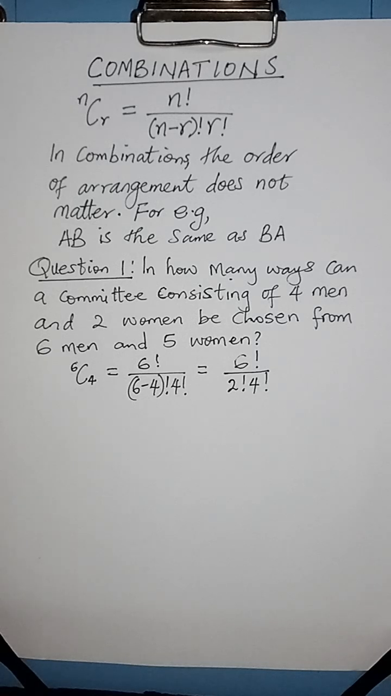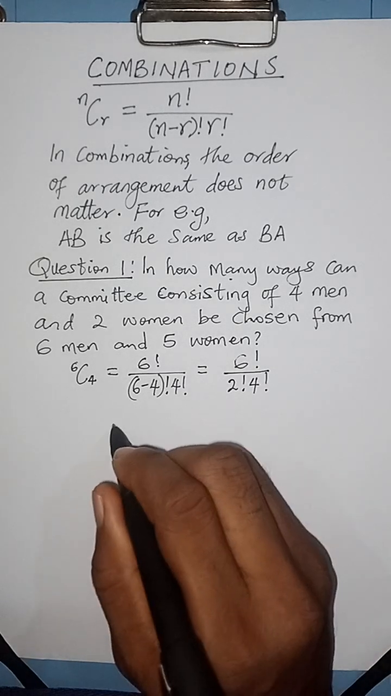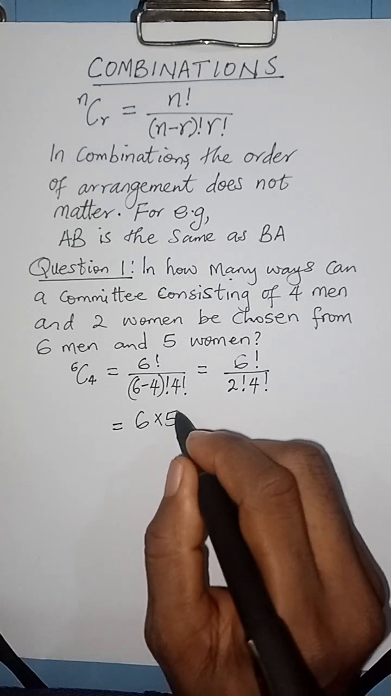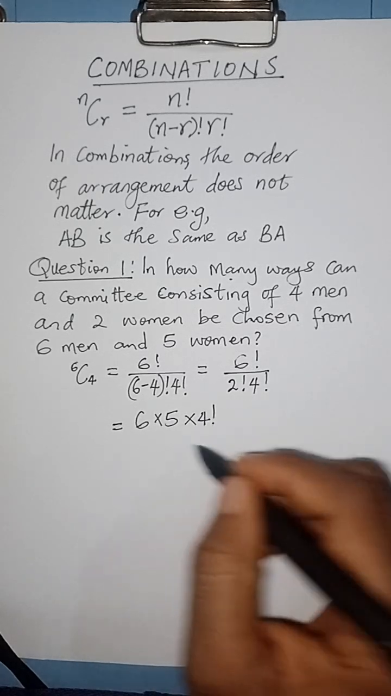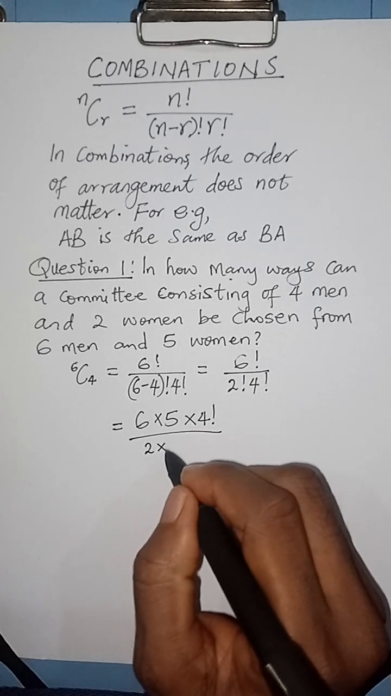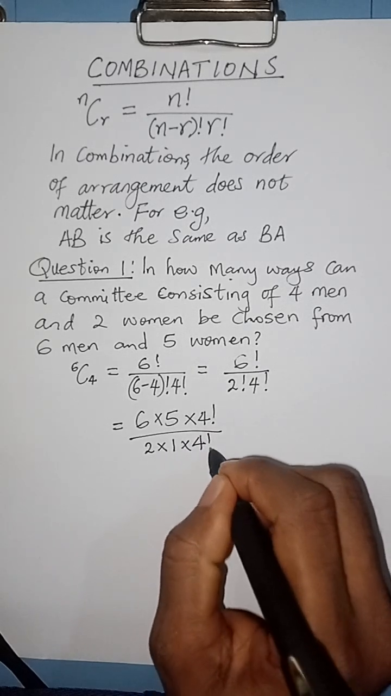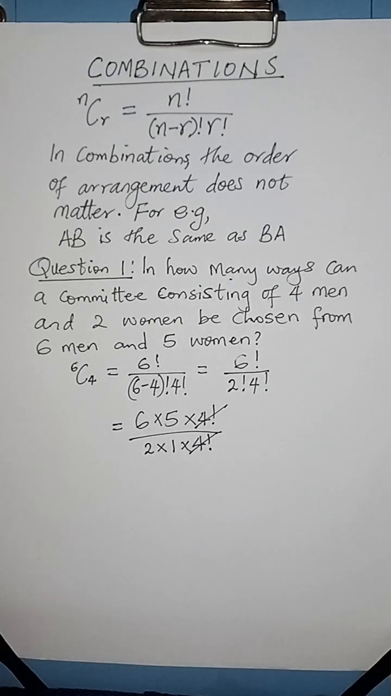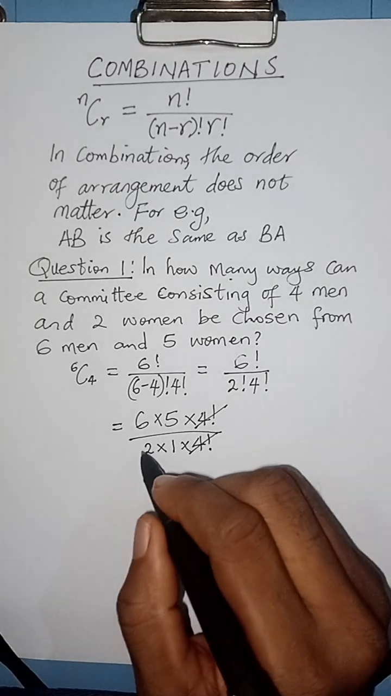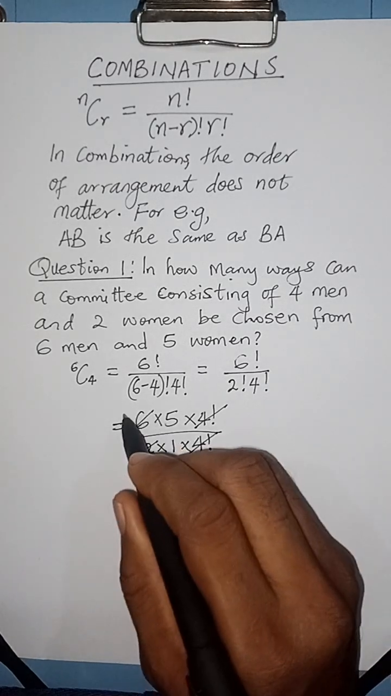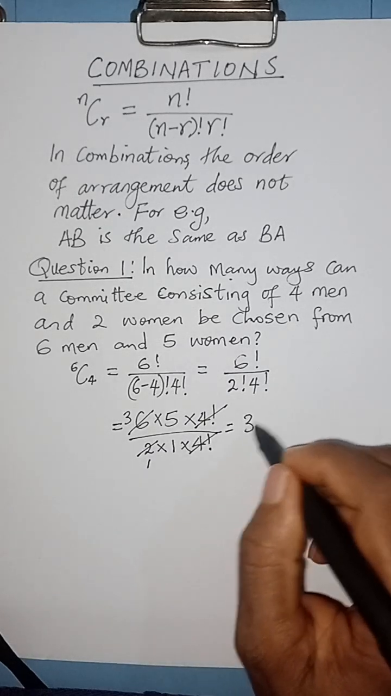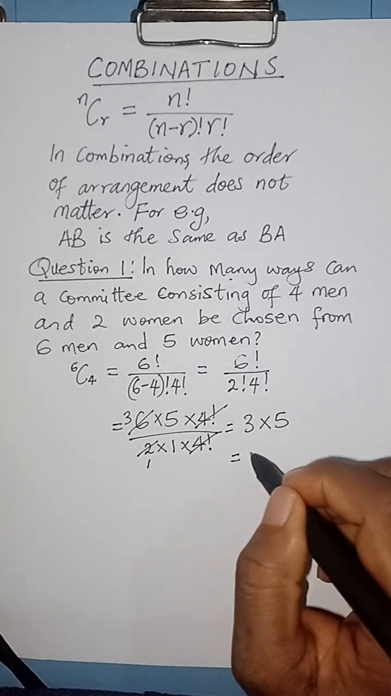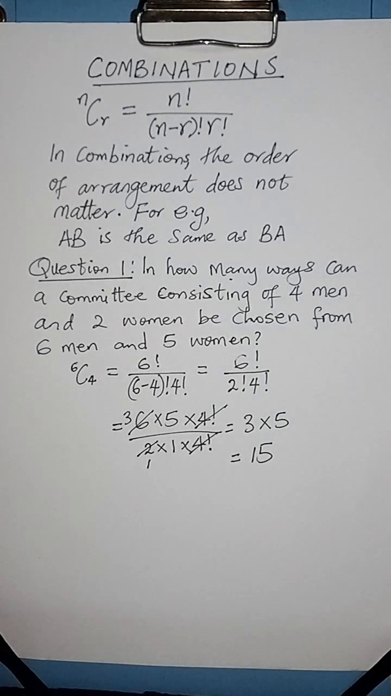Now let's expand. 6 factorial is the same thing as 6 times 5 times 4 factorial. I'll stop it there because I am going to divide by the 4 factorial at the denominator, so this will cancel out. I'll be left with this. This 2 can cancel out, and so I'll have 3 multiplied by 5, and that gives me 15. This is choosing 4 men from 6.